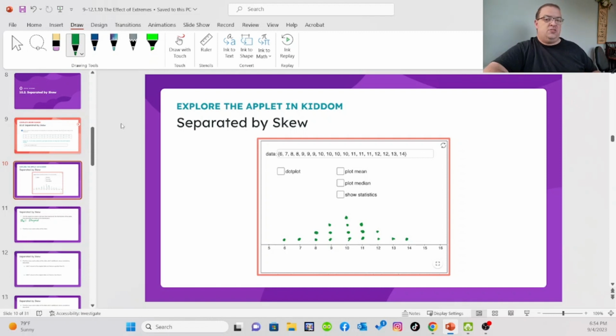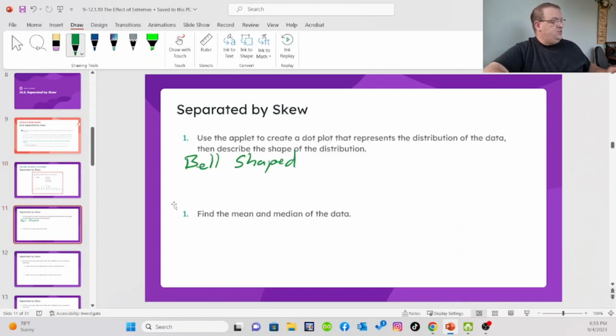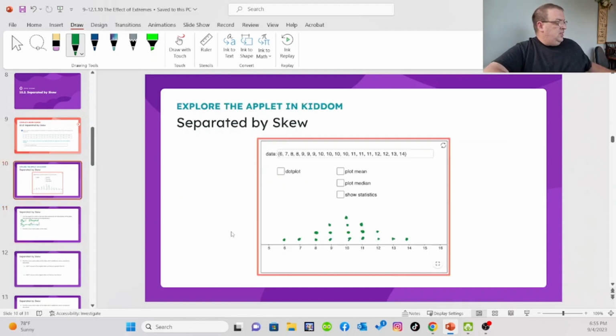Then we have symmetrical. Symmetrical means if I folded this data set in half, the sides would match up. This bell-shaped data distribution is also symmetrical. So we can say that this is bell-shaped and symmetrical. And then the last one we talk about is uniform. Uniform means it's about the same height all the way across. That does not fit this, so this would not be uniform.